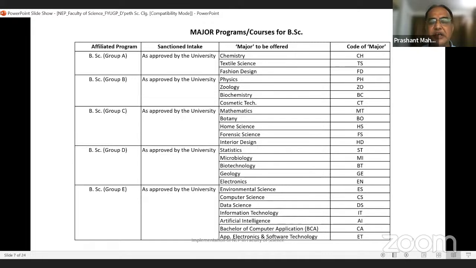So group A, B, C, D, E, please go through these groups. Okay. We have divided all 24 programs into 5 groups. Now here, the student has to choose one of the 25 majors in the first semester. Okay. We'll continue with the same major in the second semester. When third semester comes, a student has to choose the minor. If a student has to choose the minor, then the list of minor is also same. The same list works as the list of major, and the same list works as the list of minor.